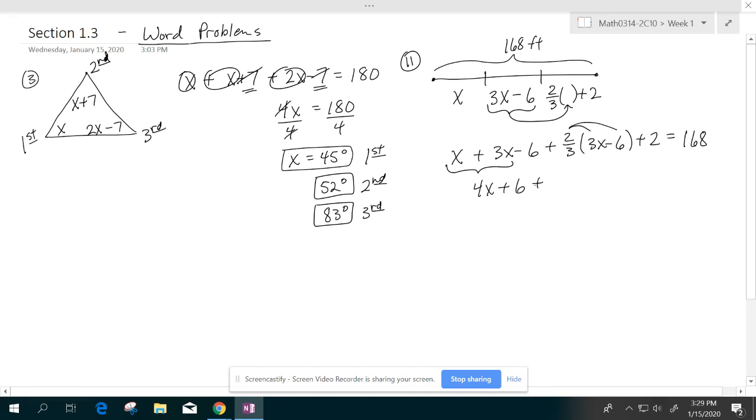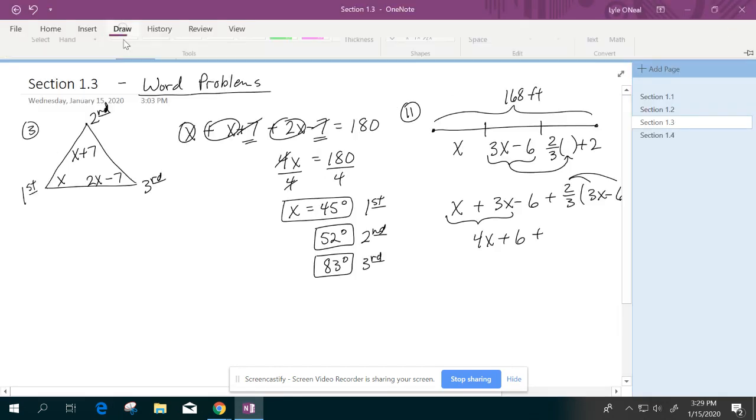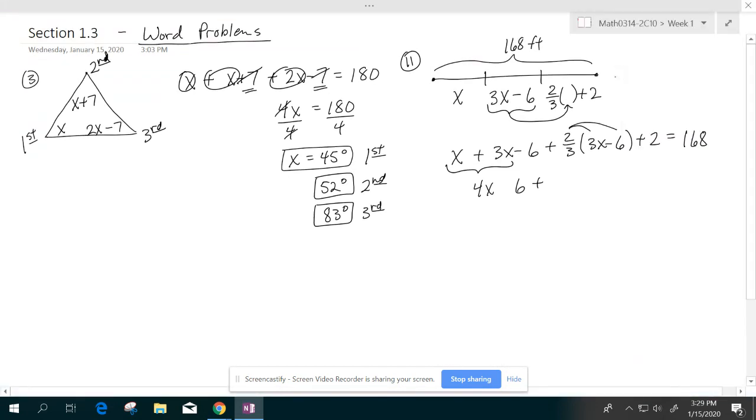Oh, and did you notice I went ahead and combined my like terms here at the front? 3x plus x is 4x. Oh, I put a plus, didn't I? Dadgummit. This is the second mistake I made today. So 3x and x is 4x, minus 6 comes down, and then I need to distribute. So does anybody know what is 2/3 times 3? Well, it's 2. Do you know why?